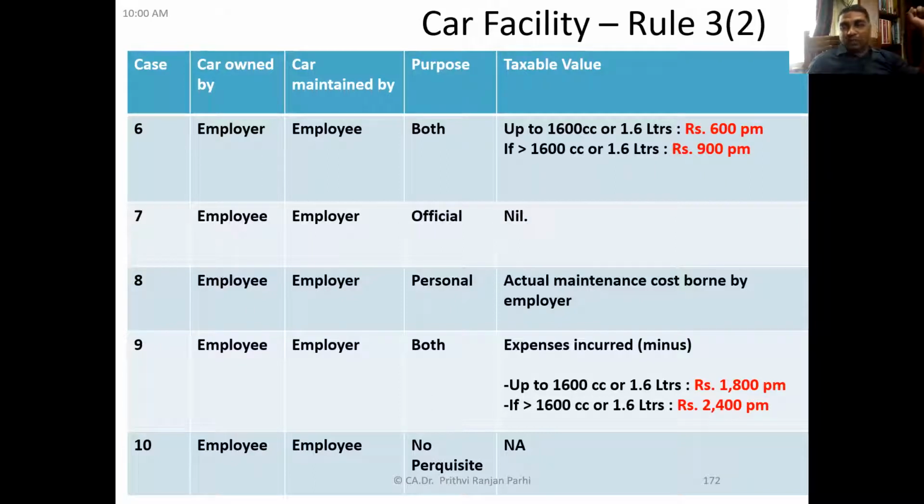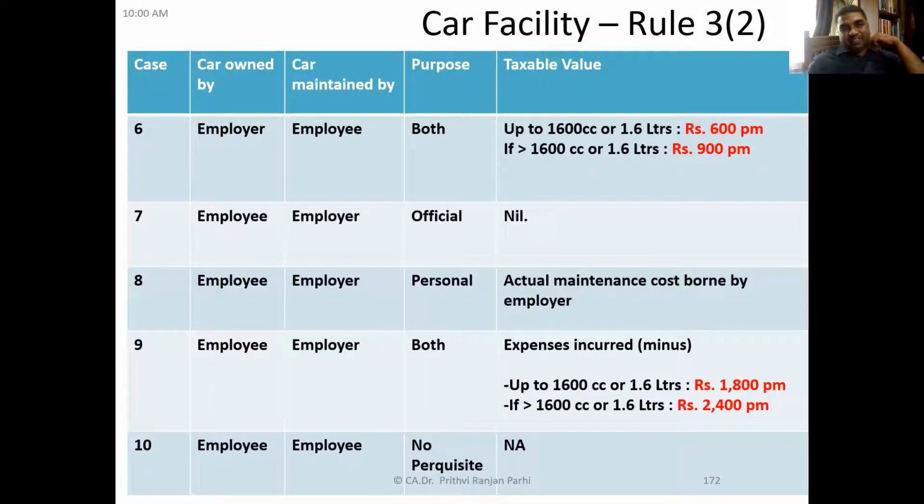We have to see whether it is a small car or a big car. If it is a small car up to 1,600 cc or 1.6 liters of engine capacity, then taxable value will be 600 rupees per month, because employee is already maintaining and only the employer's car is there. So for the car, it will be 600 rupees per month. And if it is a big car, above 1600 cc or 1.6 liters of engine capacity, then it will be 900 rupees per month. Okay.